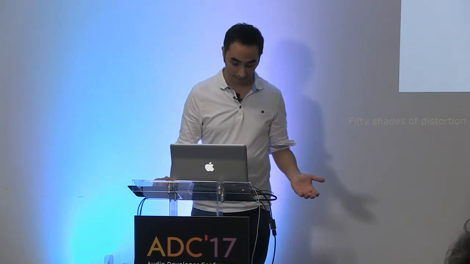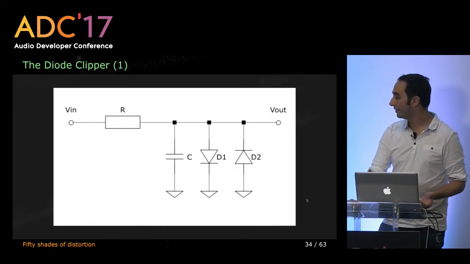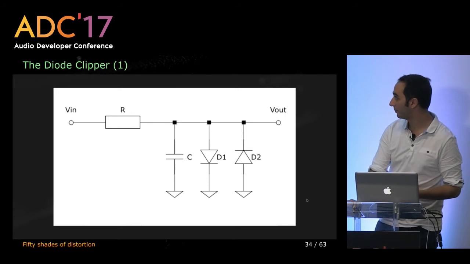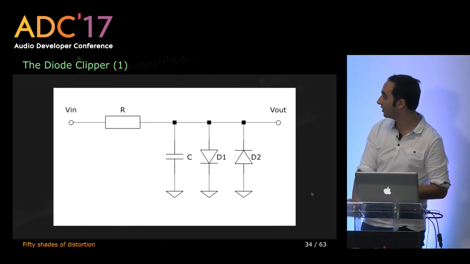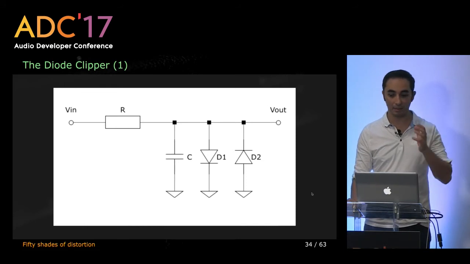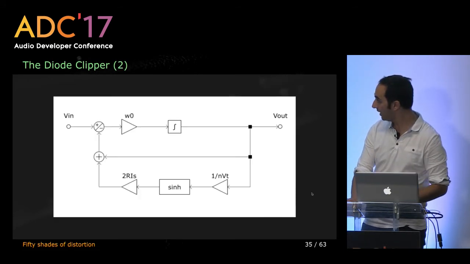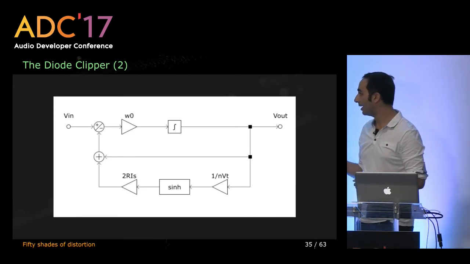But the thing is, this Newton-Raphson algorithm is useful as well to do some interesting stuff in distortion audio algorithm design. For example, there is a very simple electronic circuit which is called the diode clipper. It's basically a low-pass filter plus 2 diodes. And this is how we draw its analog block scheme.